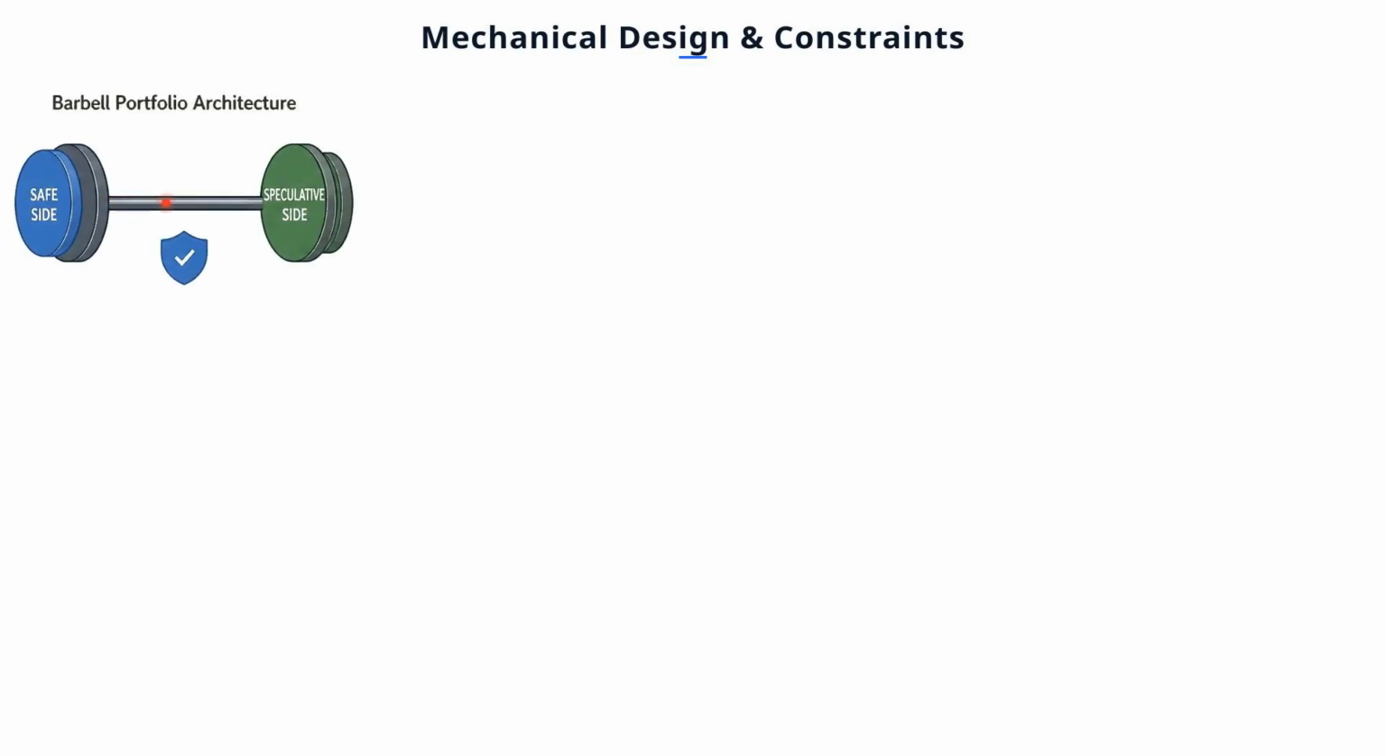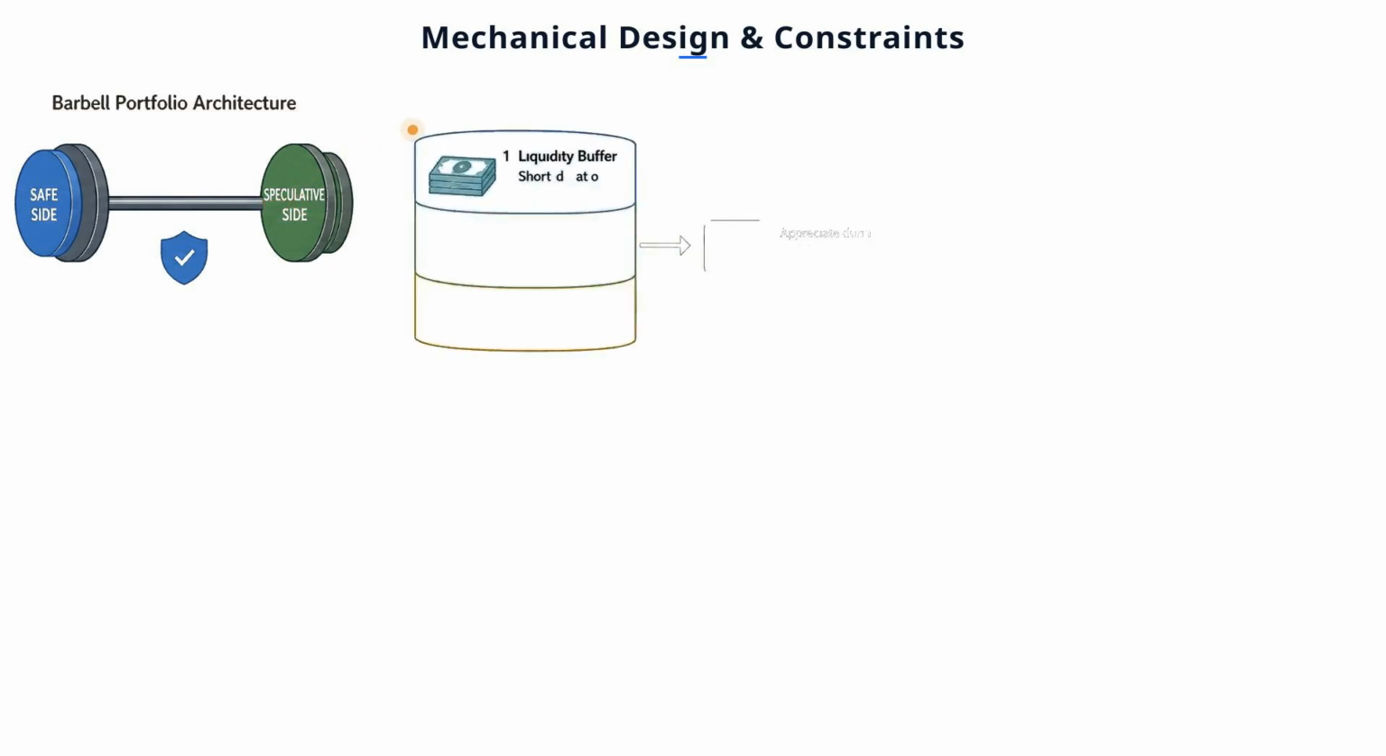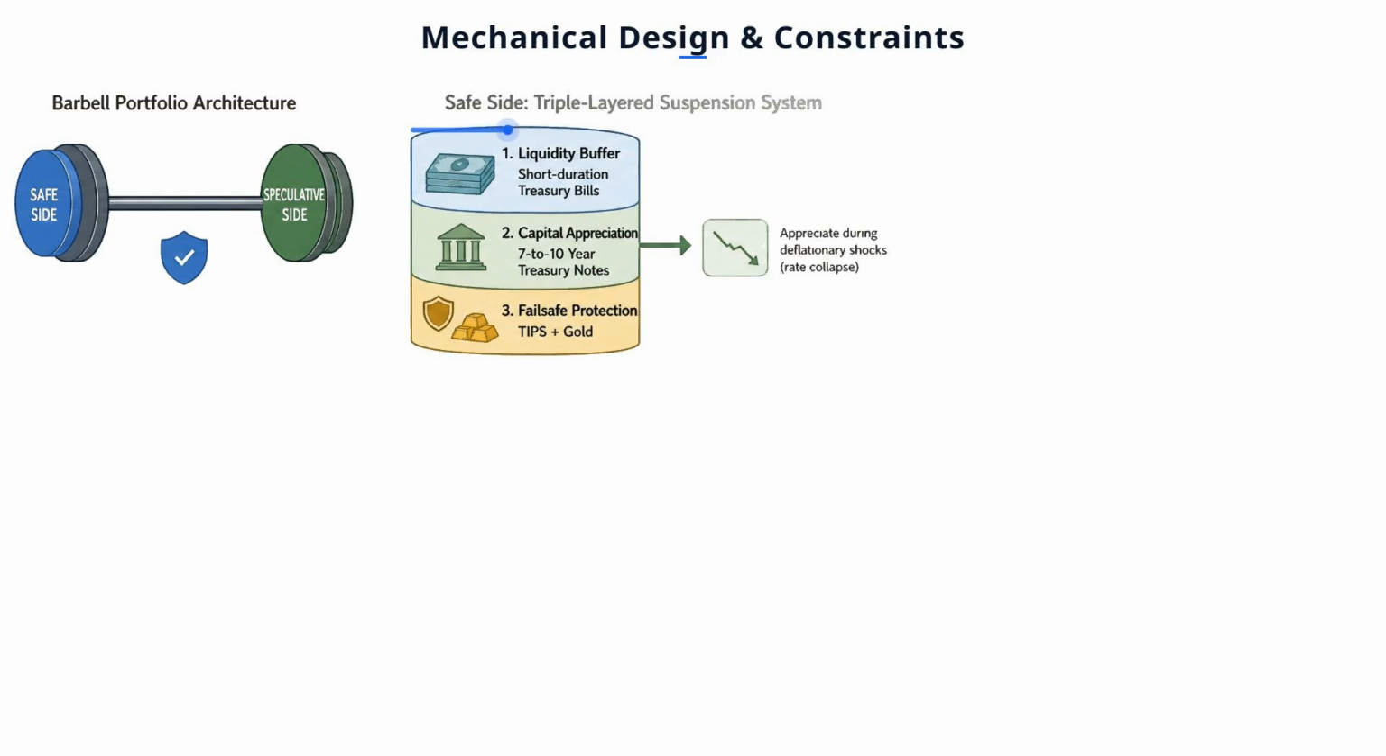The mechanical components of the barbell must satisfy specific constraints to ensure the system's integrity. The compounding engine, the safe side, is a triple-layered suspension system designed to handle various stress scenarios. Short-duration Treasury bills provide a liquidity buffer and floating yields that track Federal Reserve policy. Layered on top are 7 to 10-year Treasury notes, which provide capital appreciation during deflationary shocks when interest rates collapse.